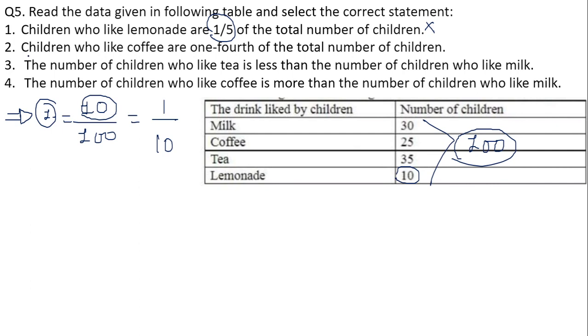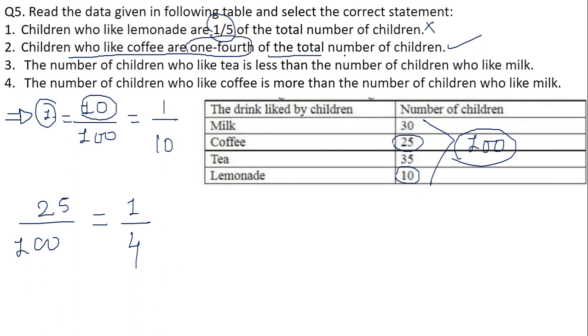Moving on to the second option, children who like coffee are 1/4 of the total number of children. Now, how many children like coffee? 25 children like coffee. Total students are 100. If I take the fraction out of this, I'll get 1 upon 4. So, this statement is correct. It means children who like coffee are 1/4 of the total number of children. So, this option is the correct statement. Okay. So, option number two is the correct one.